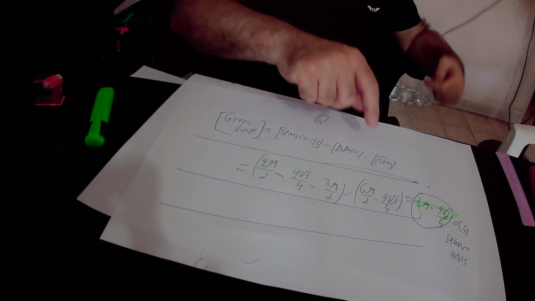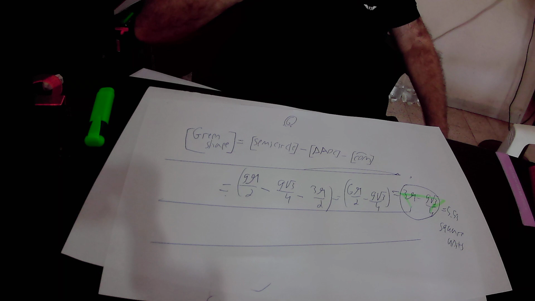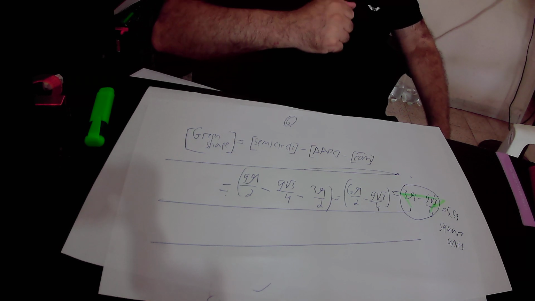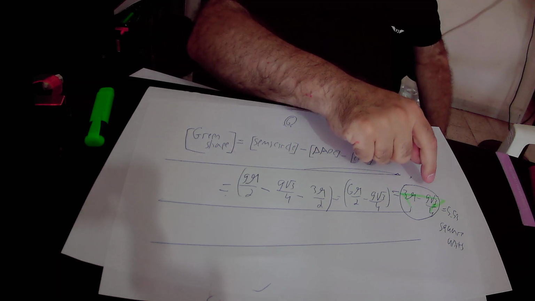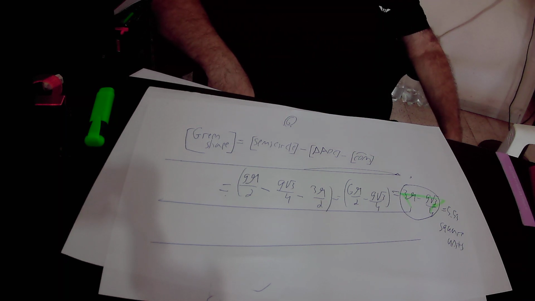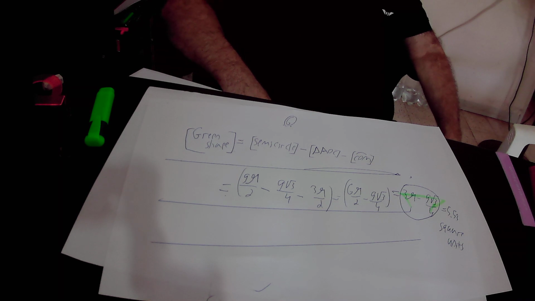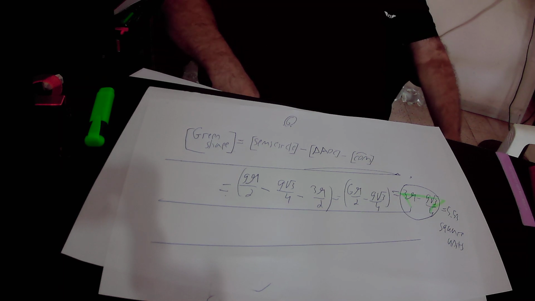6 over 2 is 3, so in total this expression equals 3 pi. So in conclusion, the area of the green shape equals either 3 pi minus 9 times square root of 3 over 4 square units, or in terms of numbers, it is equal to 5.53 square units. Okay, thank you very much.